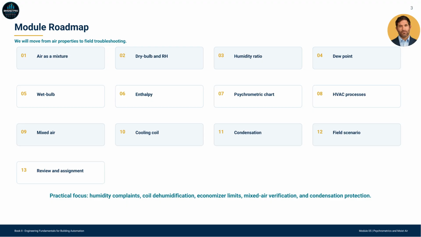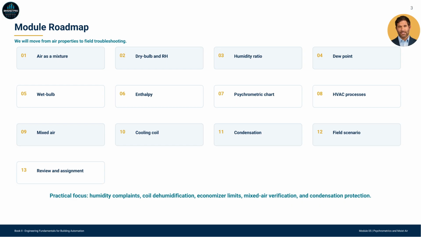Here is the roadmap for the module. We will start with the basic idea that air is a mixture of dry air and water vapor. Then we will separate the main properties: dry bulb temperature, relative humidity, humidity ratio, dew point, wet bulb temperature, and enthalpy. After that, we will use the psychrometric chart as a map. We will look at heating, cooling, humidification, dehumidification, evaporative cooling, and air mixing.